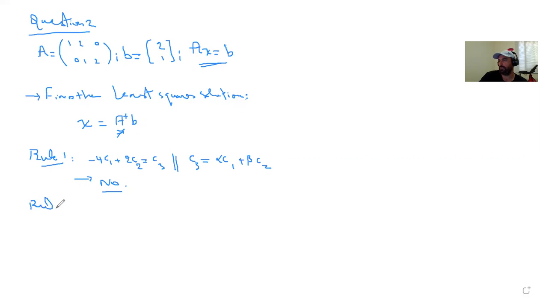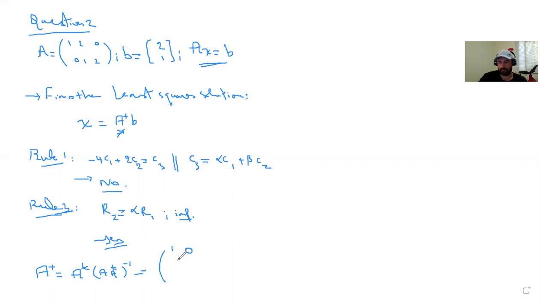So we move on to rule 2, which checks if the rows of A are independent. It's easy to see that there is no such alpha such that alpha R1 is equal to R2. So this is impossible, and we can move on and apply rule 2. Rule 2 considers that A plus, or the pseudo inverse, is going to be equal to A transpose times the inverse of A A transpose.